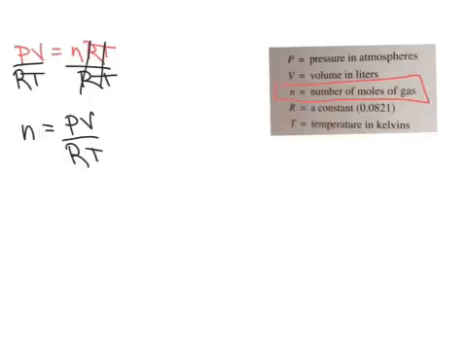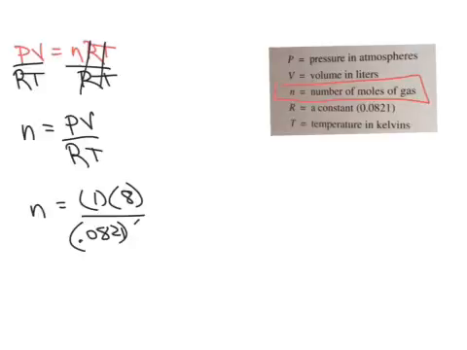It says that the pressure is 1. It says the volume is 8. It says my R value is 0.0821. Remember, that's a constant. That's always going to be that. And my temperature is 273. And I just solve for n. That is it.